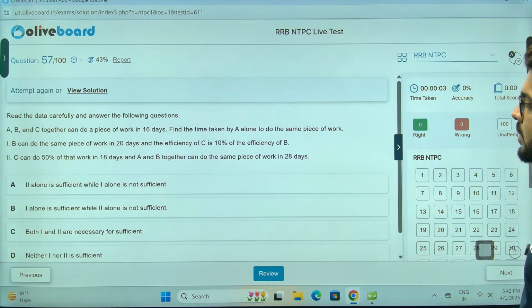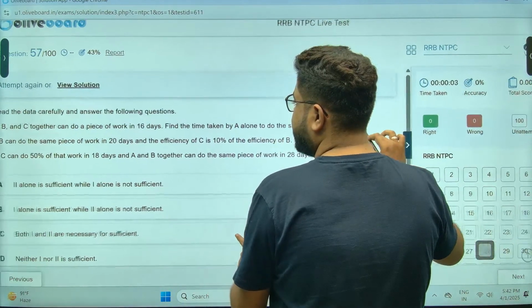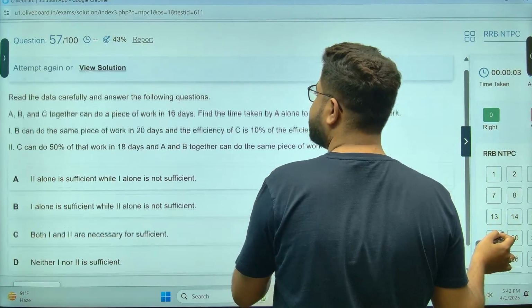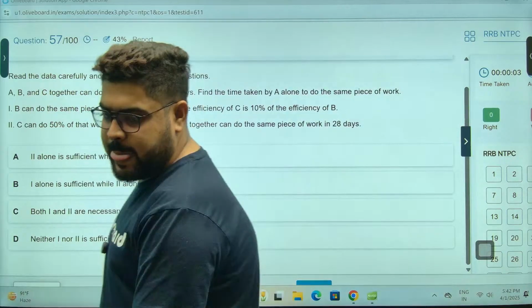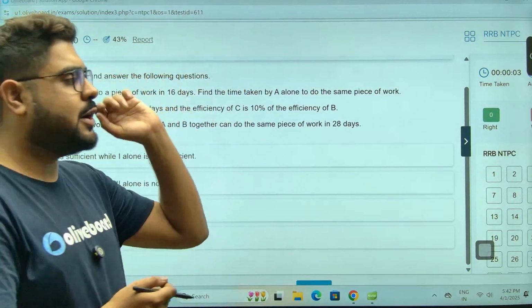Okay, data sufficiency. Let me show you one thing. Let us understand a few things here. Data sufficiency questions, we very rarely get. Let me explain this. Everybody listen to me for a minute.